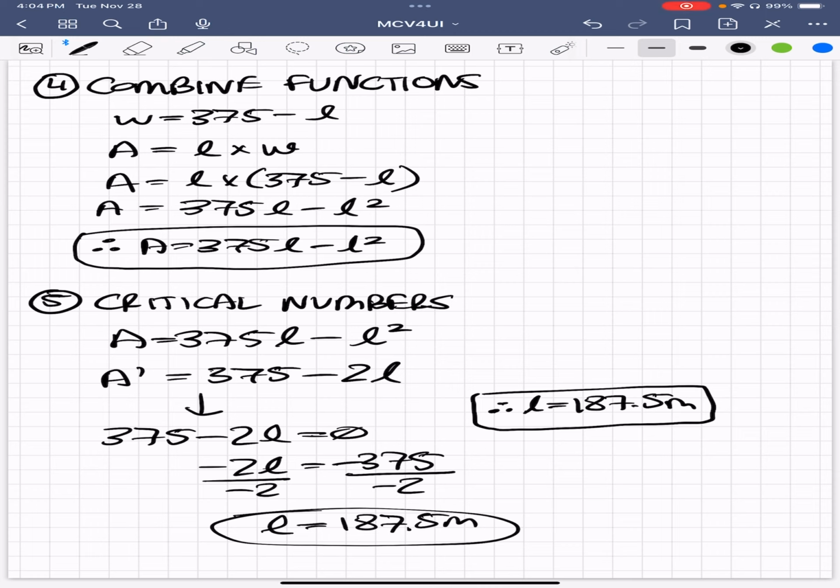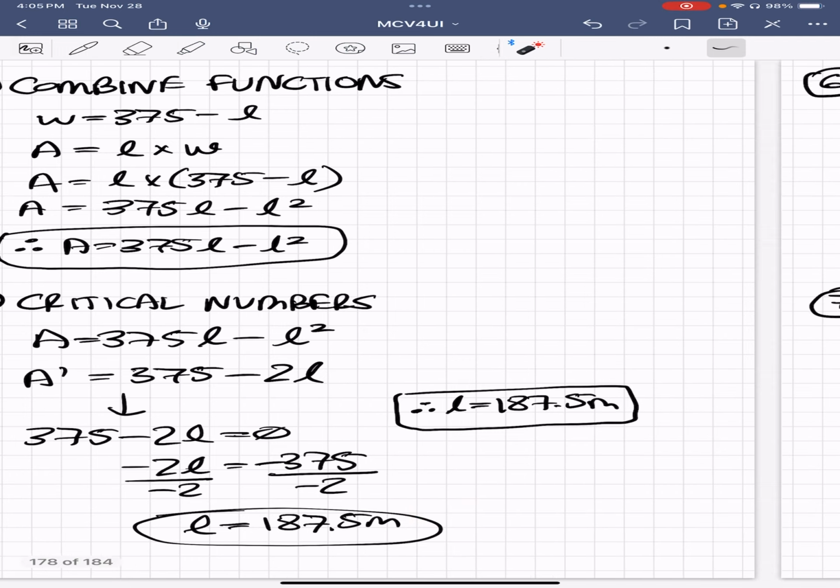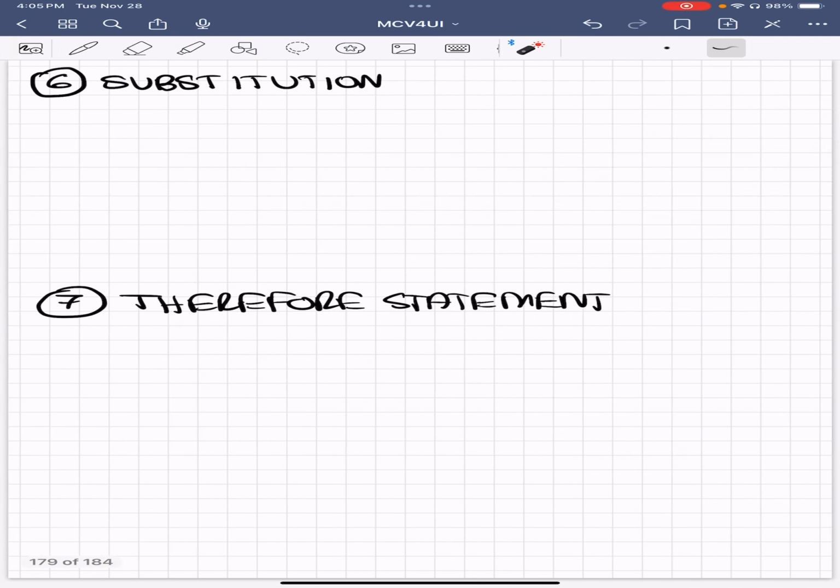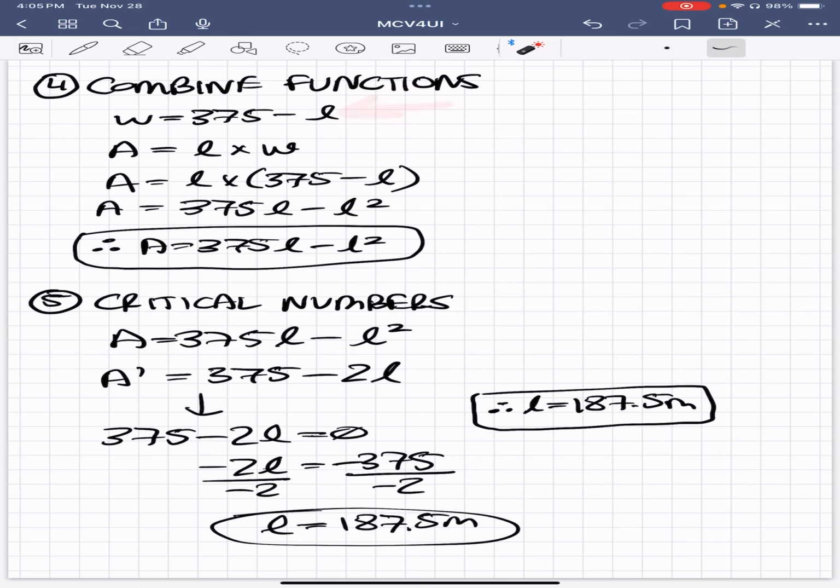Okay, so again, we found the derivative. We set the derivative equal to 0. We solved for L, and then we have the maximum length of the garden. And what we're going to do is substitute the maximum length of the garden into this function right here to find the maximum width of the garden.